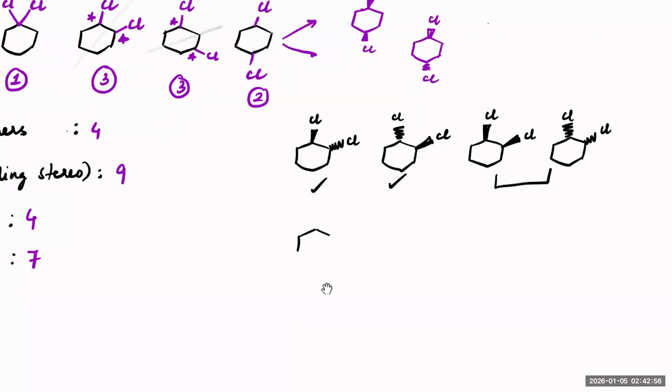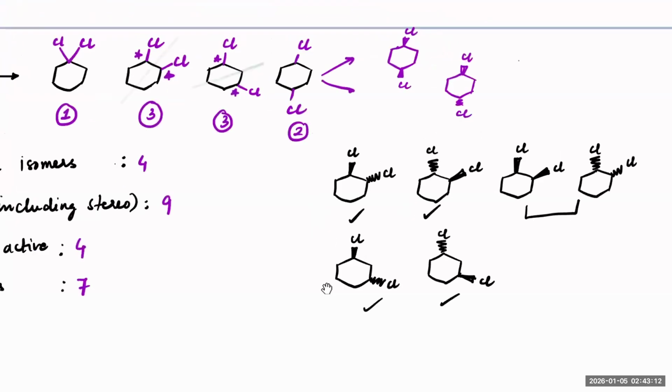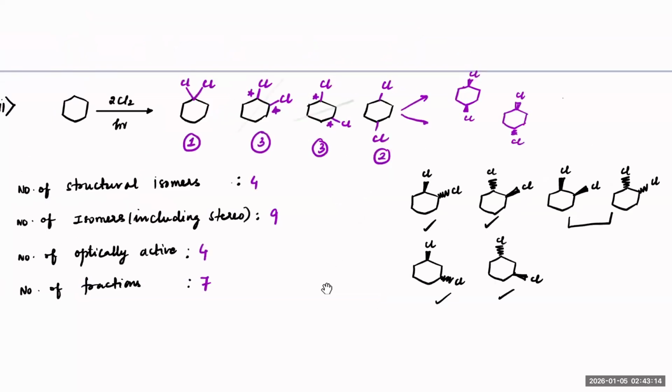Similarly, if you see the second case, one chlorine coming out of the plane and one chlorine going inside the plane, and similarly here going inside the plane and here coming outside the plane. These two are optically active. Samya, clear, beta? Yes, sir.